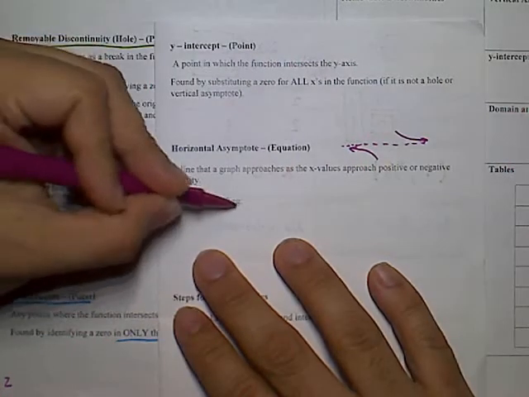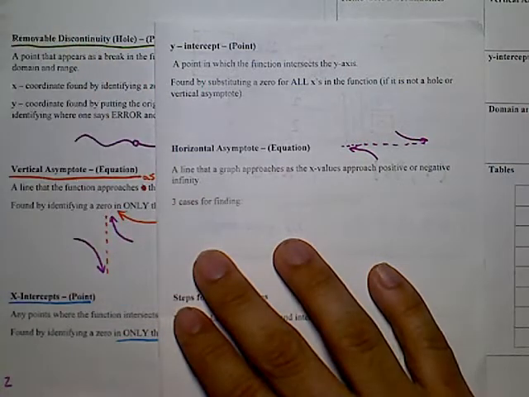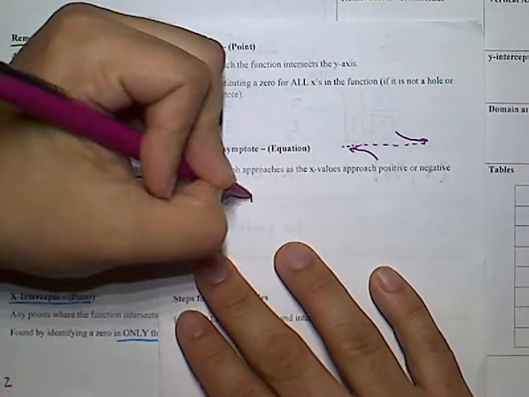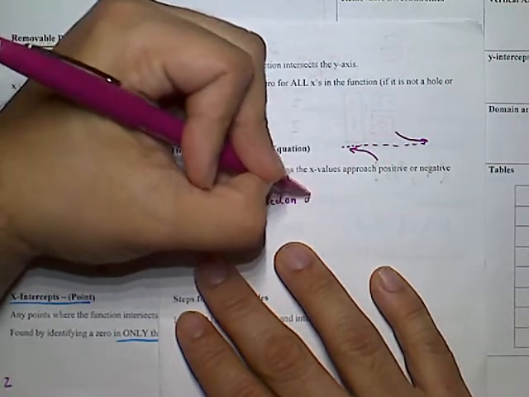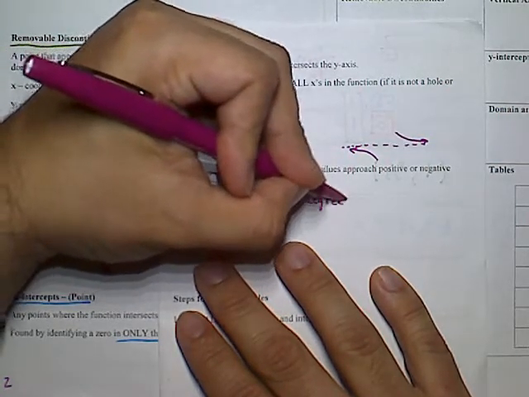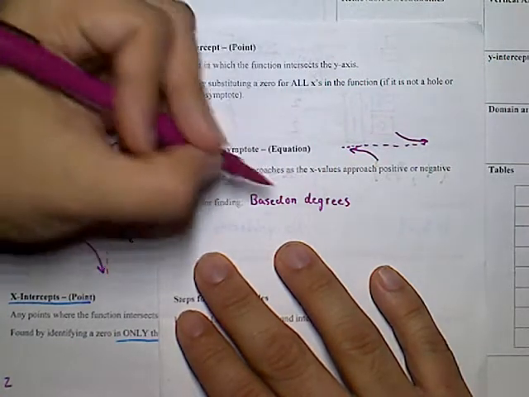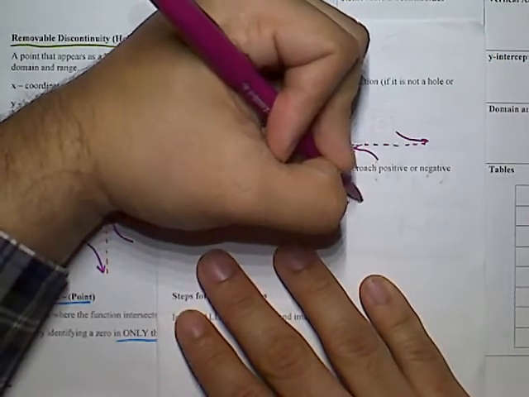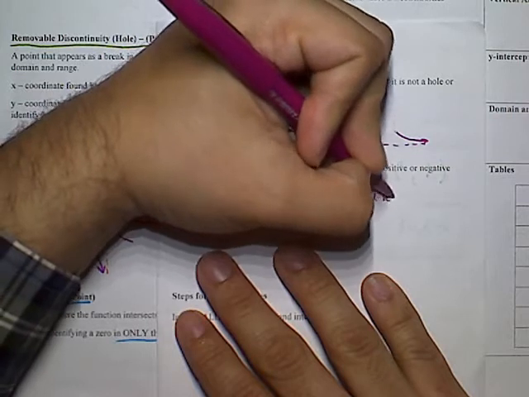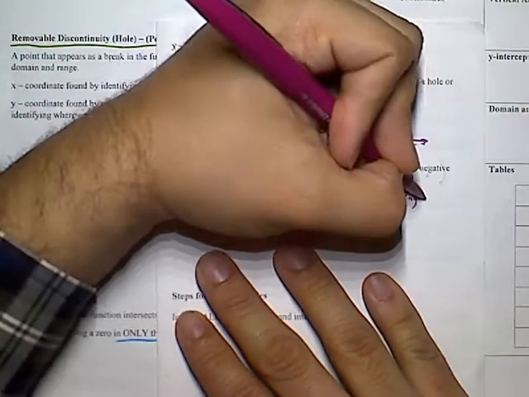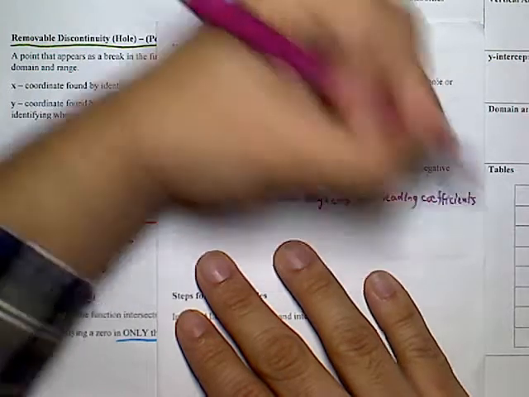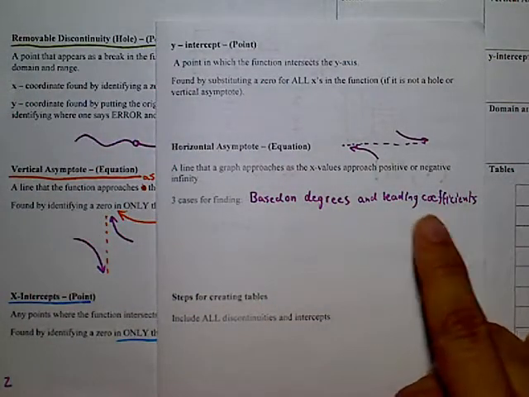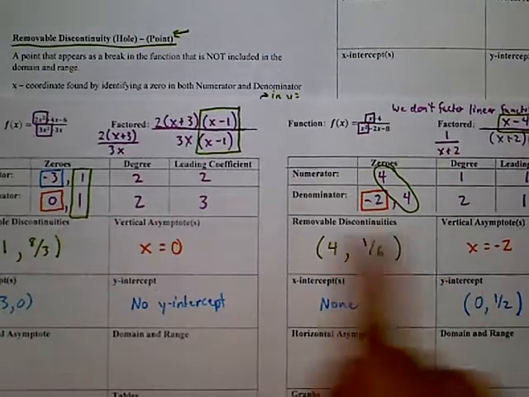There are going to be 3 cases for finding the horizontal asymptote, and those 3 cases are based on degrees and leading coefficients. Based on the degrees and the leading coefficients. Luckily for us, though, we have already written this information down.